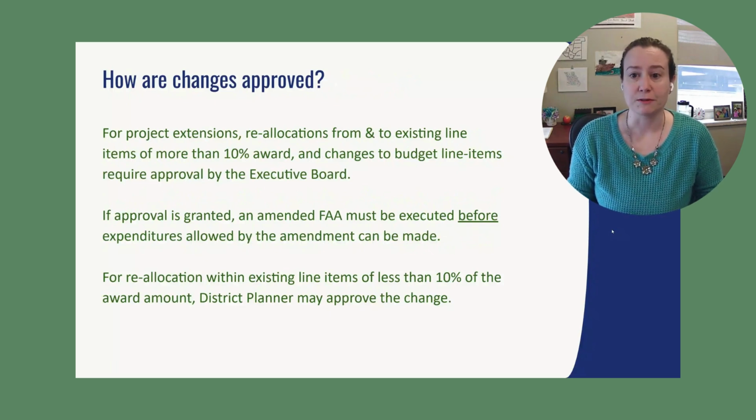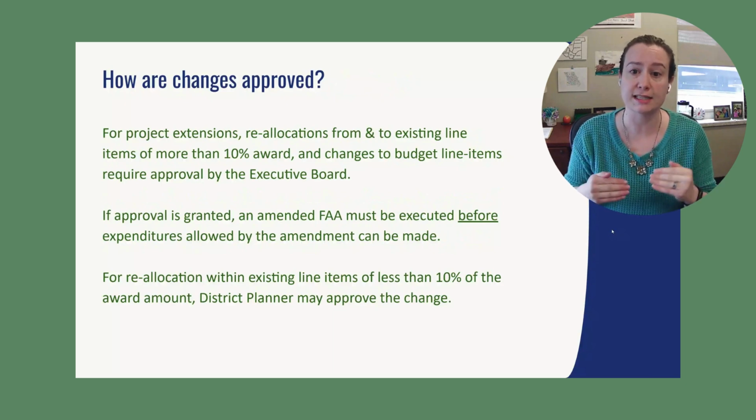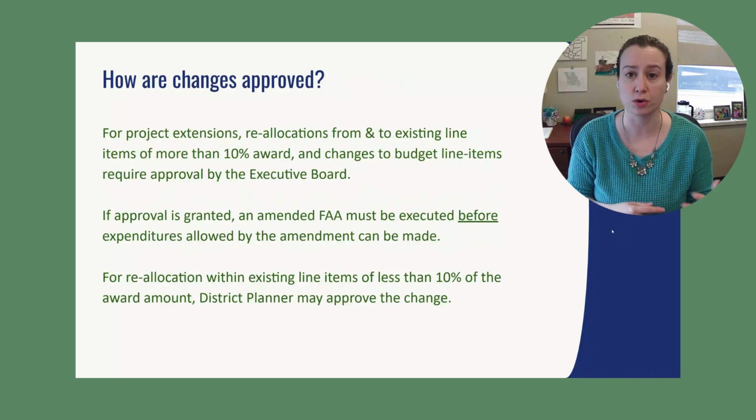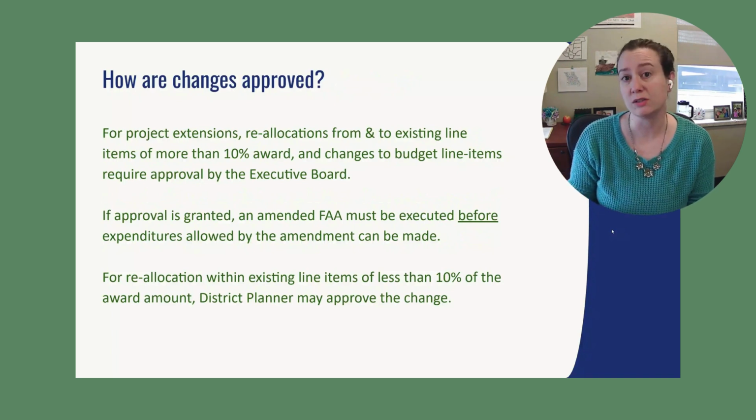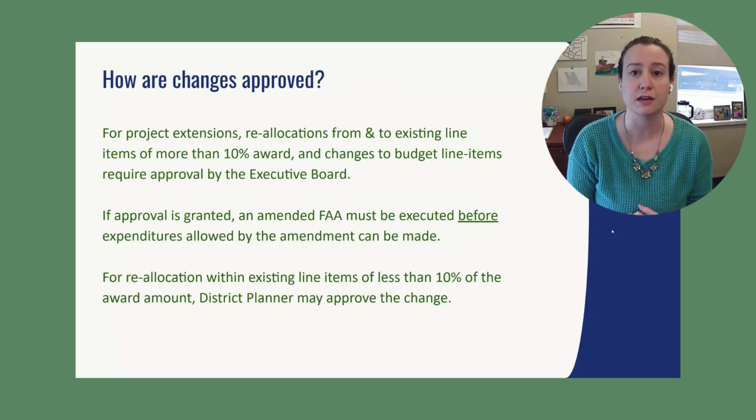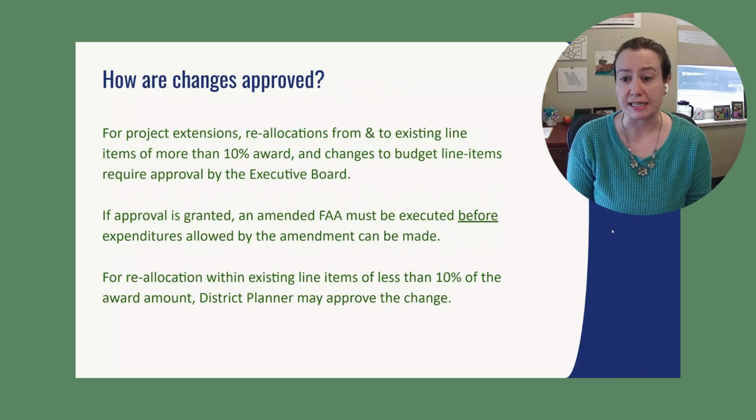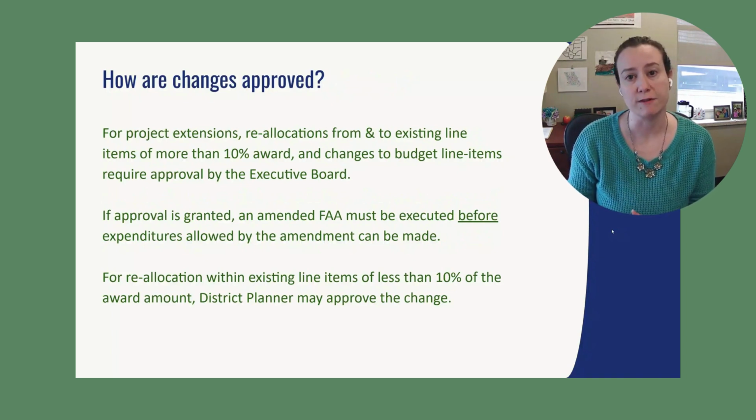So how are changes approved? Project extensions, reallocations from within existing line items of more than 10% of your award amount, and changes to budget line items all require approval by the executive board. This also includes if you need to request additional funds for your budget. That is something you can do as well, but it requires approval by the executive board. If approval is granted, an amended FAA must be executed before you make those expenditures. So always make sure that what you have signed is what you have to follow.